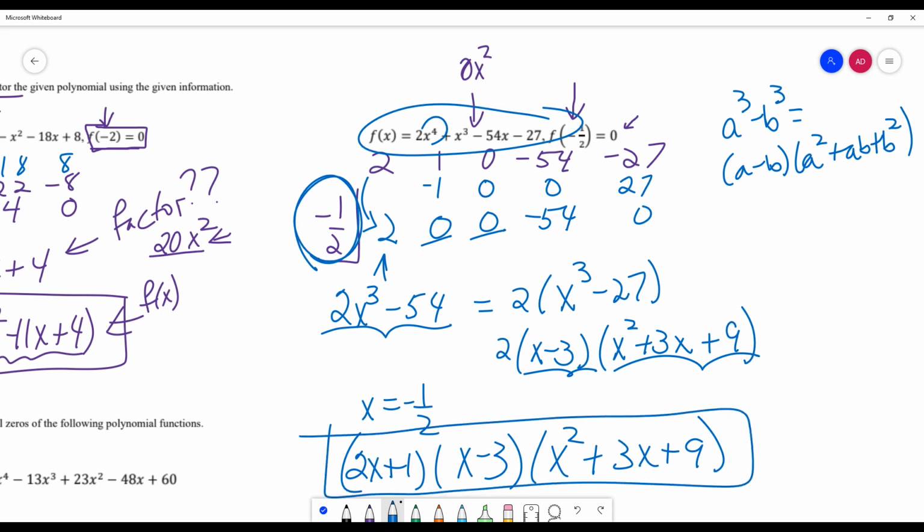Go ahead and rewind the video, go back if you have to. Some of you might be wondering, wait a minute, what did you do with this 2? Well, remember, this 2 is actually being taken care of with this factor right here. Because it's x equals -1/2, and if I multiply this by 2, I get my 2x plus 1. That's just a side note.